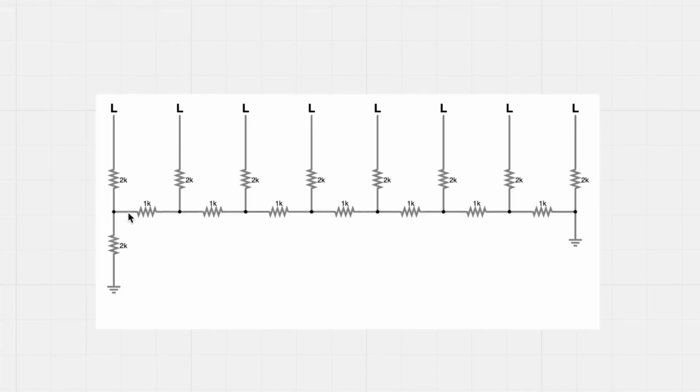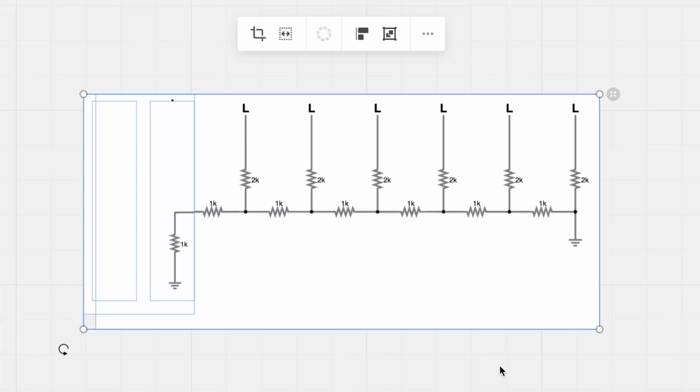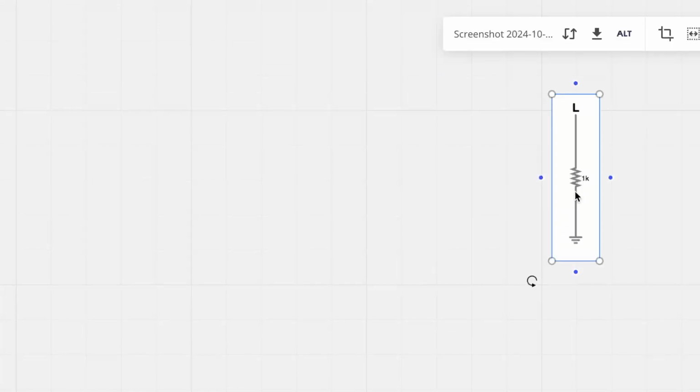Due to Thevenin's theorem, we can cut the circuit off at any point, for example here. Because we have 2K and 2K in parallel, we have 1K. And then because we have 1K and 1K in series, we have 2K again. And then because it's 2K and 2K in parallel again, we have 1K. And if we repeat this a couple more times, we end up with a circuit like this.